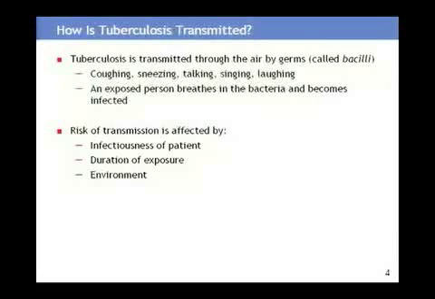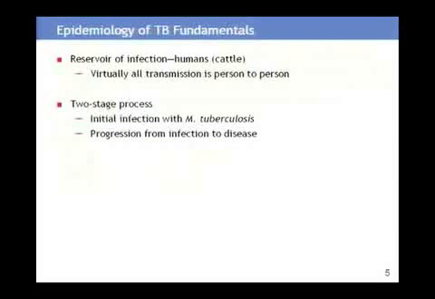Also, the environment is very important. If you're outside, your risk of being infected by a person with active disease is much lower than if you are in an inside environment where the air is very stagnant and there is very little change in the air from clean air and the air filled with the tubercle bacilli, and we'll discuss that in a little while. The reservoir of infection for tuberculosis is primarily humans, though there is some evidence that tuberculosis can be transmitted from cattle to human beings. However, virtually all transmission is person to person.